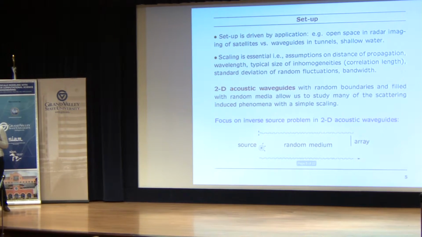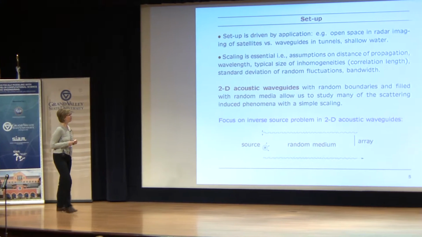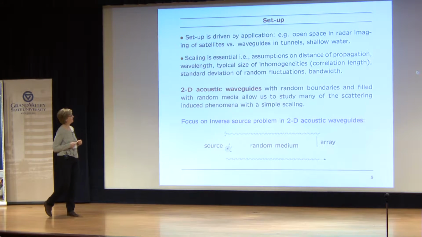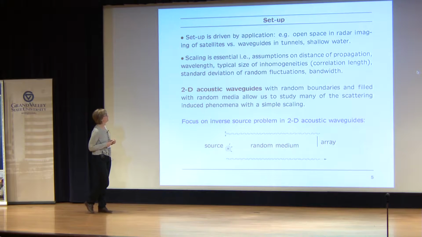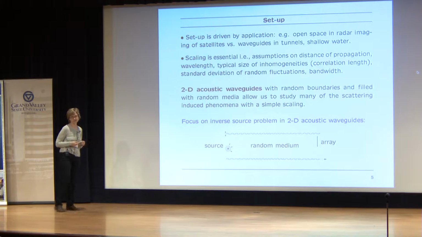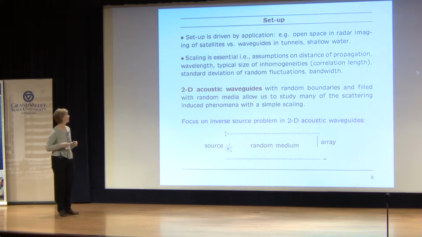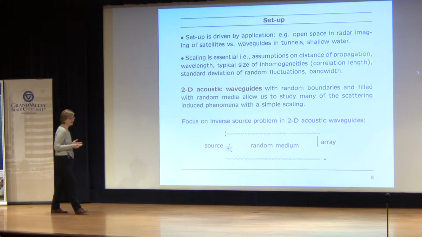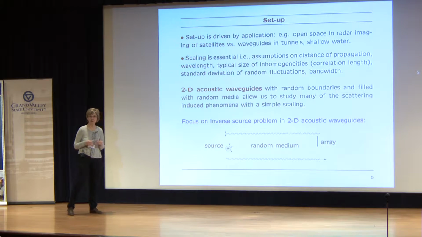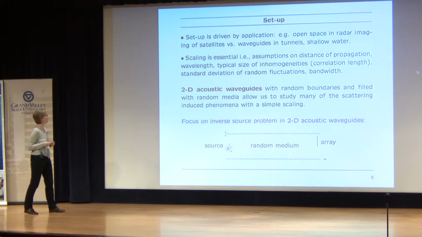Okay. So now, how do we set up such a study? Well, the setup is driven by applications. So, for example, if we study imaging of satellites, then we have a setup where the waves propagate in open space. If we study imaging in tunnels or in shallow water, then boundaries become important. So the domain is dependent on the application.